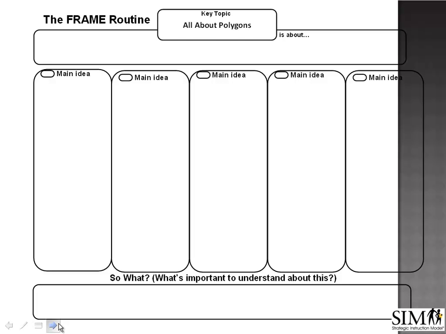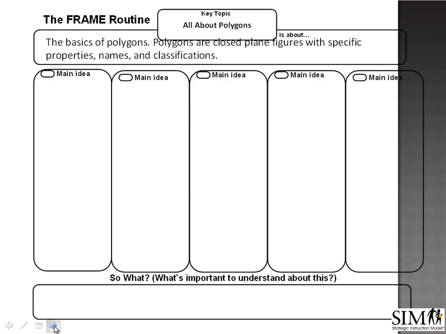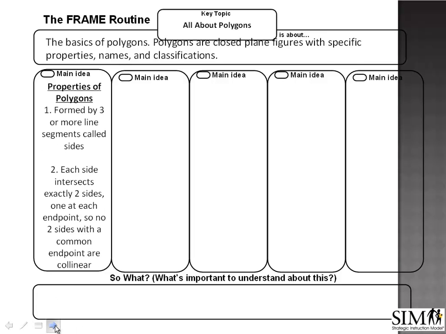So All About Polygons is about the basics of polygons. Polygons are closed plane figures with specific properties, names, and classifications. So we're going to include those on this frame. So the first main idea is properties of polygons. So polygons are formed by 3 or more line segments called sides.